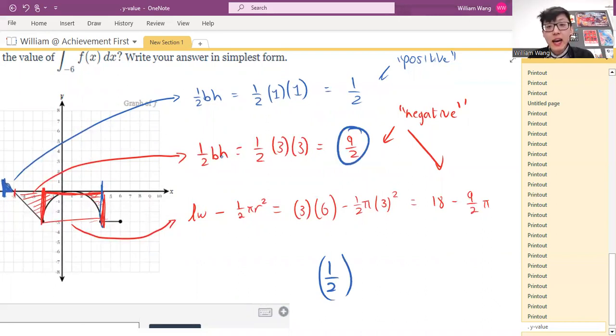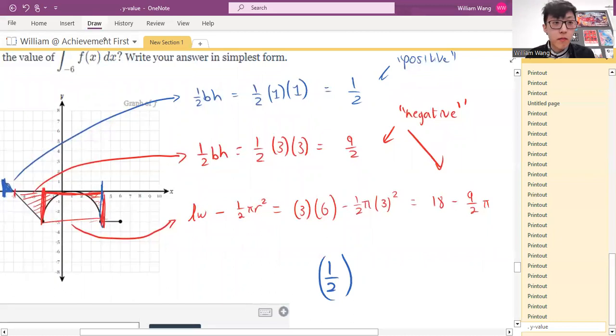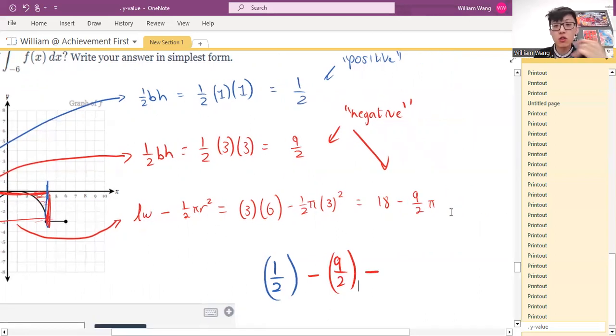Next, 9/2. I'm going to subtract this area, so I'm going to minus 9/2 because it is negative area. Actually, I'll write that in red. So minus 9/2. Cool. Also, this 18 minus 9 over 2 pi, that's the entire area of this. Don't be fooled by this negative. I have not subtracted it yet, so I need to subtract also this area.